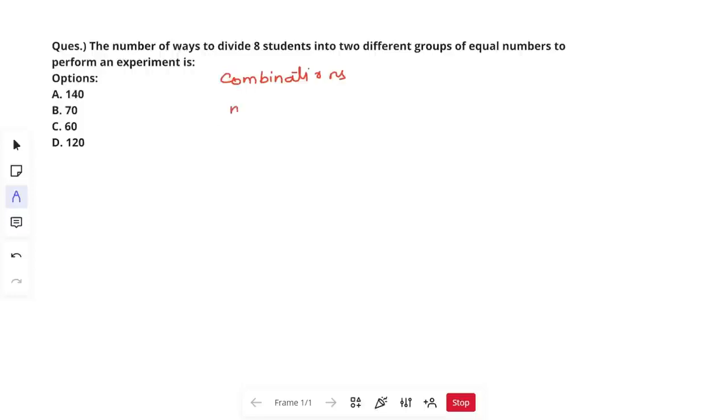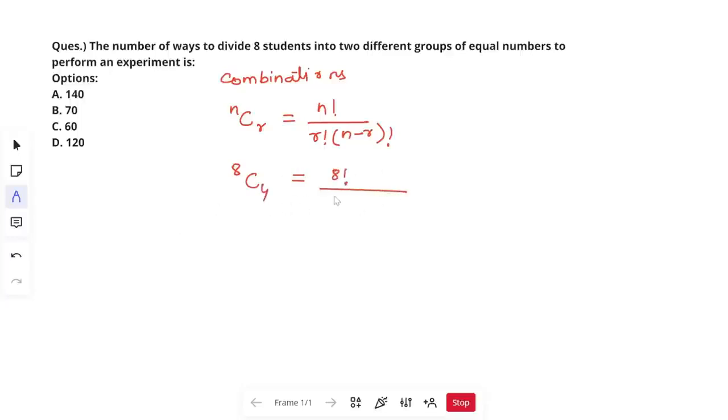If you remember, there is a formula that nCr is equal to n factorial divided by r factorial into n minus r factorial. We are going to use the same formula. So in our case, n value is what? 8 students are there, and we have to make 2 different groups of equal numbers, which means 4 and 4. So how many combinations will form? We will have to calculate that.